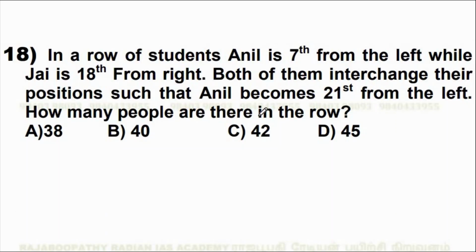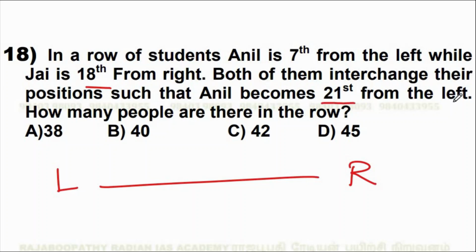In a row of students, Anil is 7th from left. This is left, this is right. And J is 18th from right. Both of them interchange their positions such that Anil becomes 21st from the left. How many people are there in the row? So answer these questions. Very good. Most of them answered correctly.